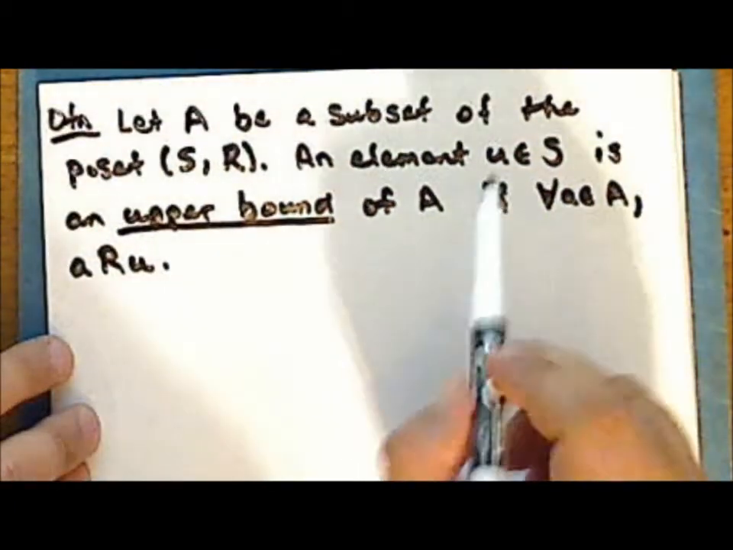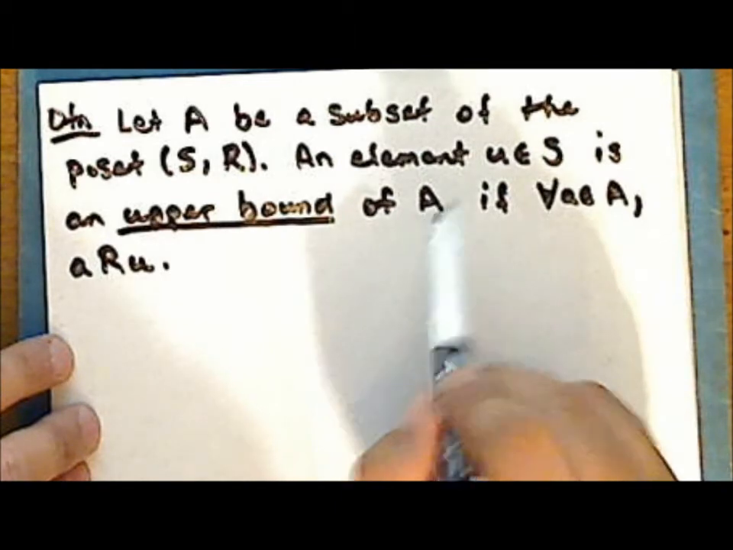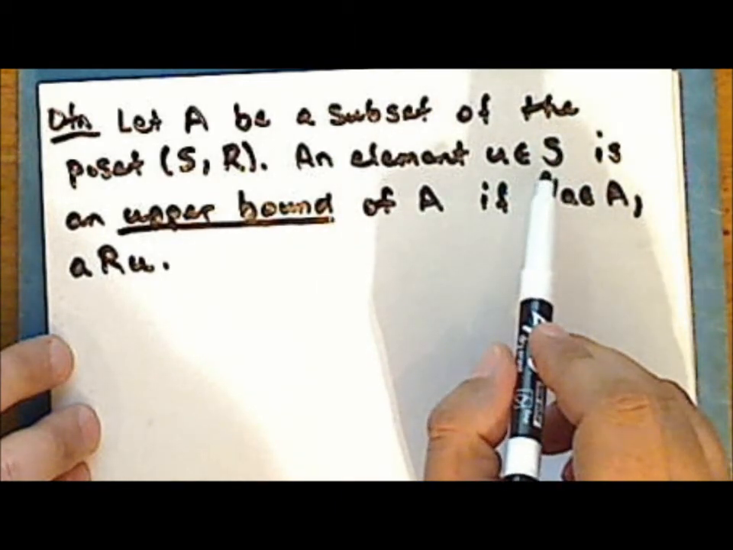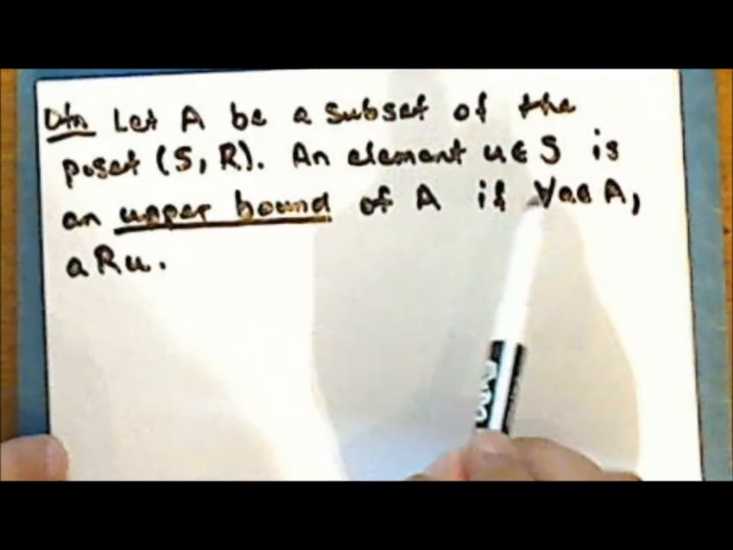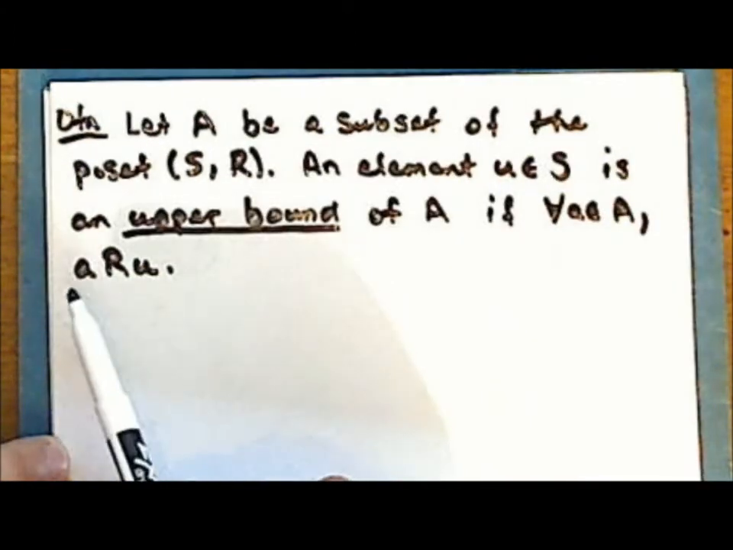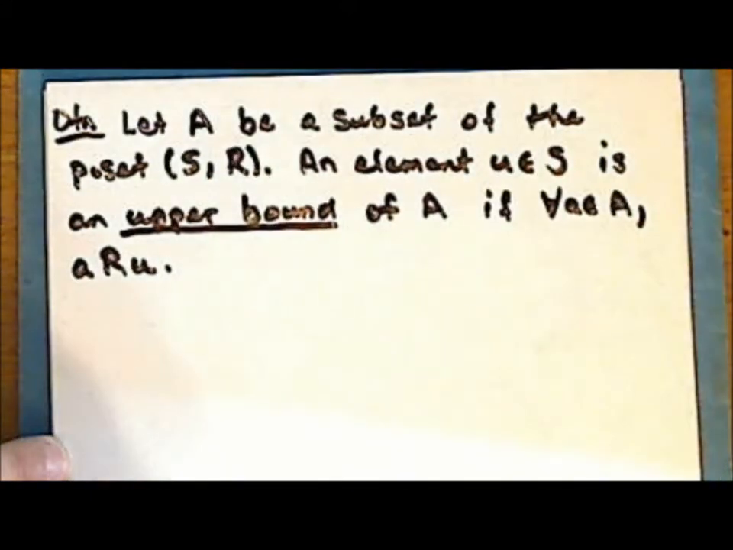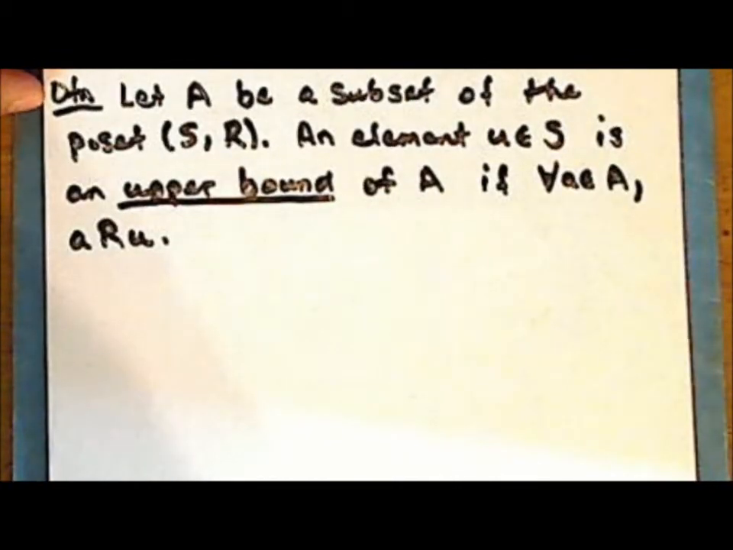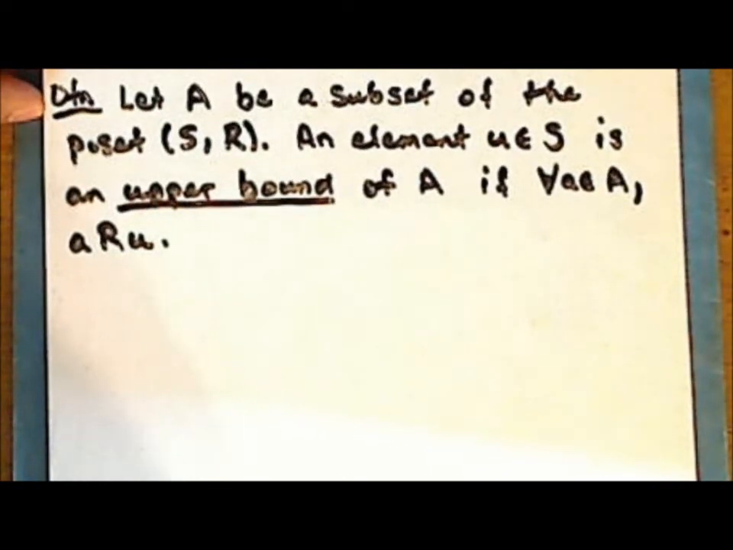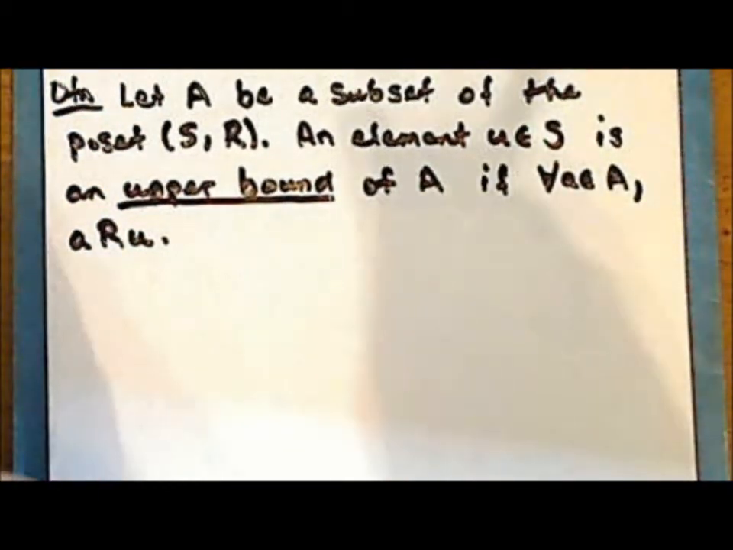Now notice that the element U need not be in the set A itself, but it needs to be in the underlying set in the poset. And if it is true that for every element in the set A that element is related to this element U, then that element U is an upper bound. So often a given subset will have multiple upper bounds. So we look for the smallest of those upper bounds and call it the least upper bound, or supremum.